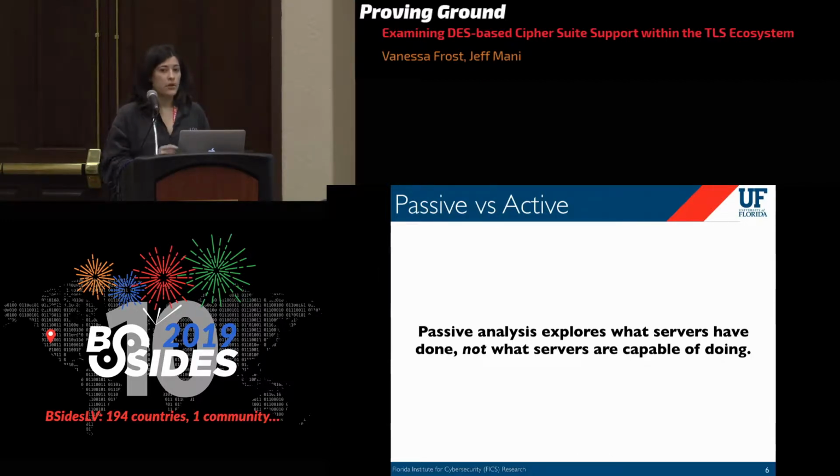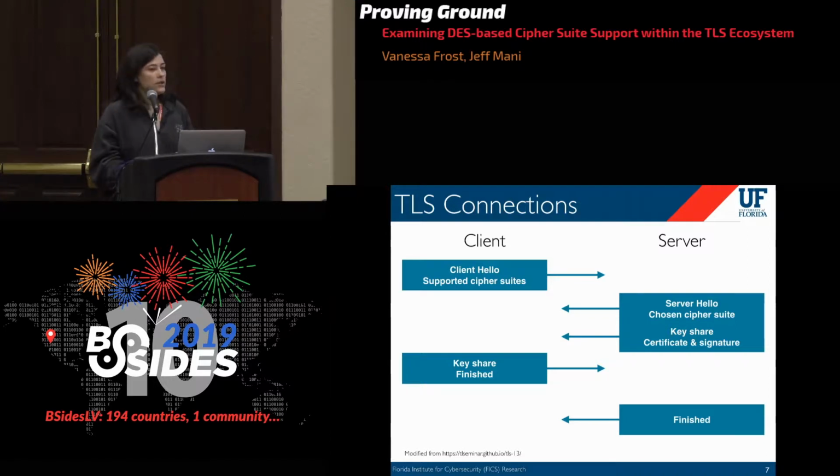We wanted to know if servers were still supporting DES, not necessarily using them. In order to do that, we first have to understand how a TLS connection works. When a client wants to connect to a server, it'll send a client hello, as well as a list of cipher suites that the client supports. The server will receive this, send a server hello, and choose the strongest cipher suite to encrypt with that they have in common with the client.